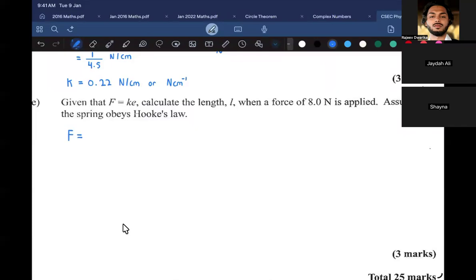The spring constant. Didn't we just find that? What did we find that to be? 0.22 Newton per centimeter. But when you put anything into the formula, you don't have to put the units. So it's going to be F is equal to 0.22 by E. Nice. So that's the formula we're going to work with. Tell me if you understand this.